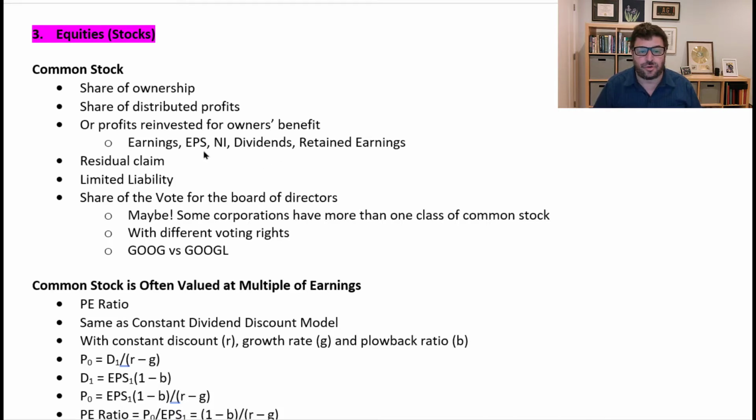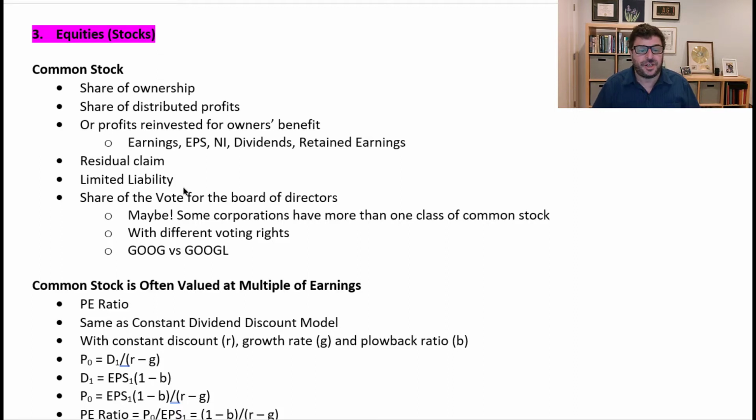And we have earnings or earnings per share, net income. The difference is that when we're talking about an aggregate number, we talk about net income. When we're talking about a per share number, we talk about earnings. From this, dividends are paid and the rest is retained earnings. This is a residual claim, so you only get paid after the debt holders get paid.